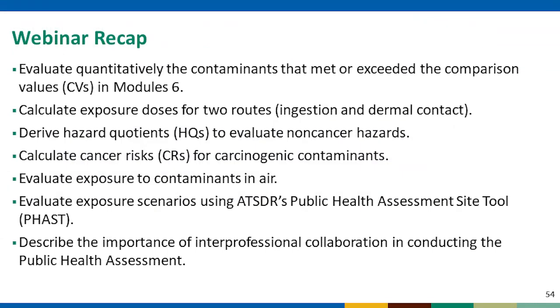Well, we have certainly gone through a lot of information in this webinar. As a quick recap, we talked about how to evaluate the contaminants that met and exceeded CVs from Module 6, calculate exposure doses for ingestion and dermal contact, derive HQs to evaluate non-cancer hazards, calculate cancer risk for carcinogenic contaminants, evaluate exposure to contaminants in air, and use FAST to evaluate default and site-specific exposure scenarios.